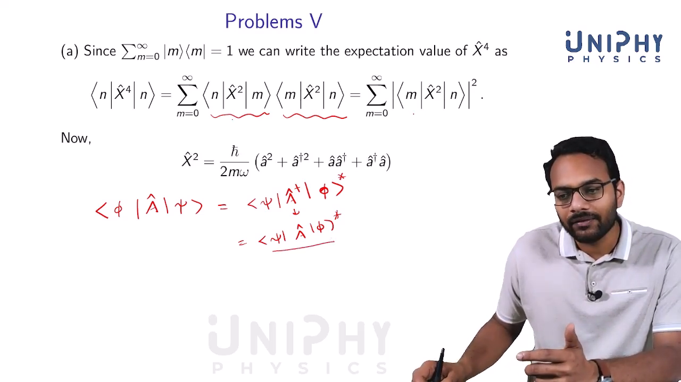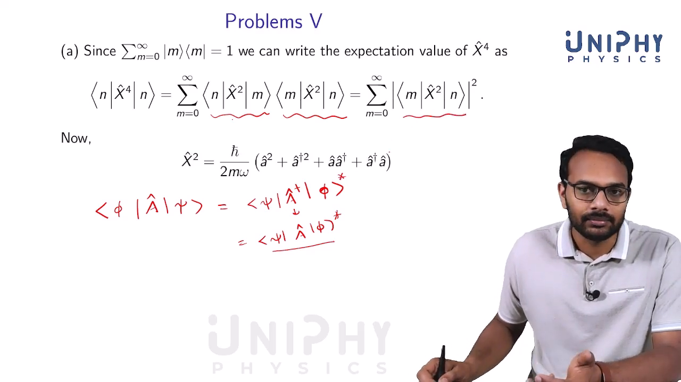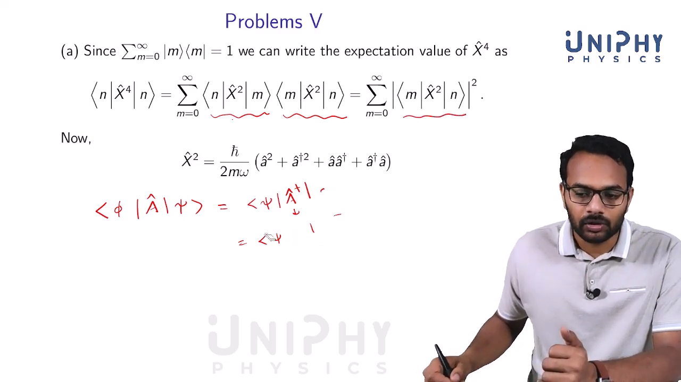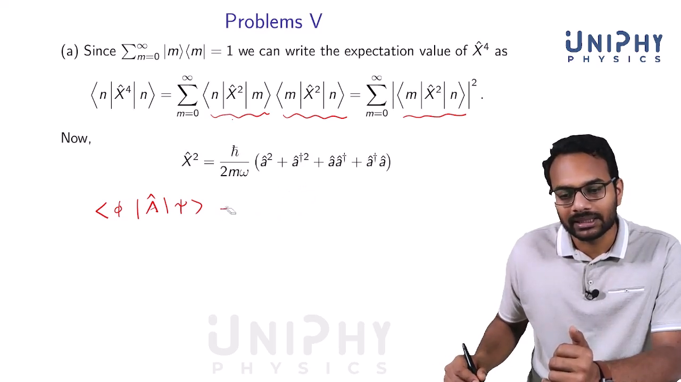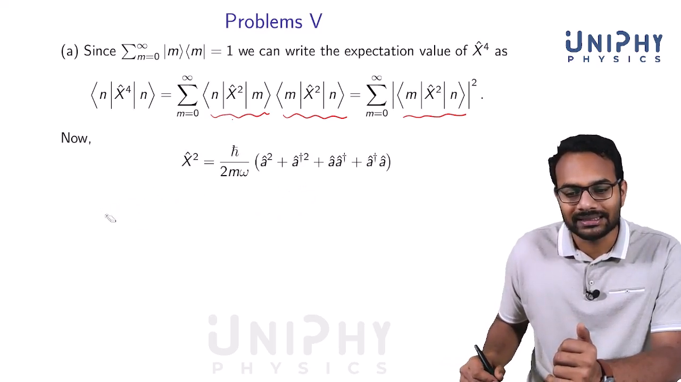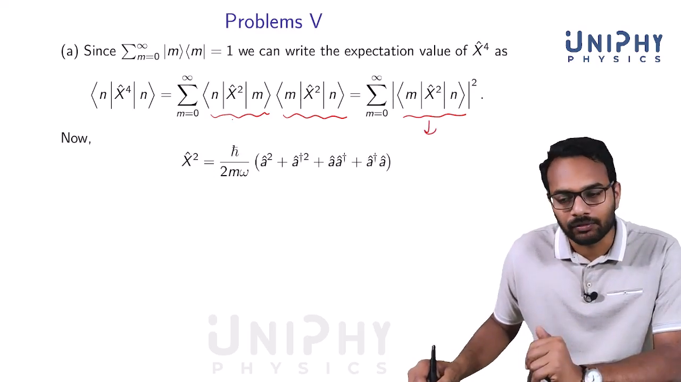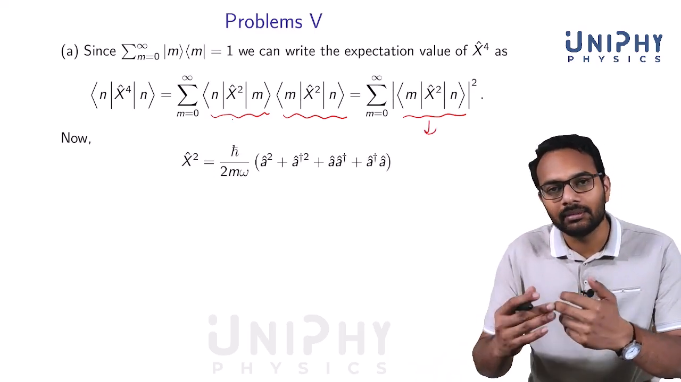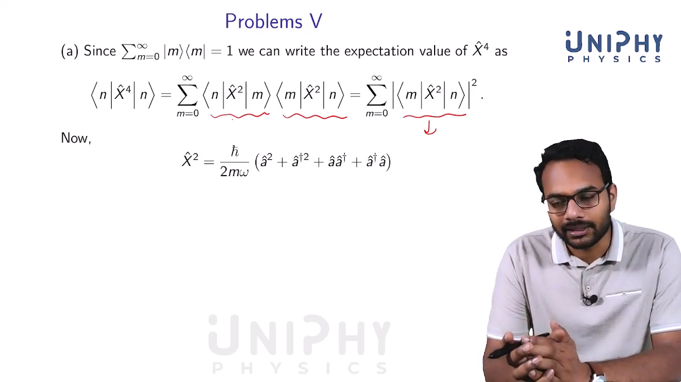So what we have here is actually the modulus square of ⟨m|x²|n⟩. Now our job is just to find ⟨m|x²|n⟩. It's called the matrix element of x² between the states m and n. This is known as the mnth matrix element of x², or the matrix element of x² in between the states m and n.